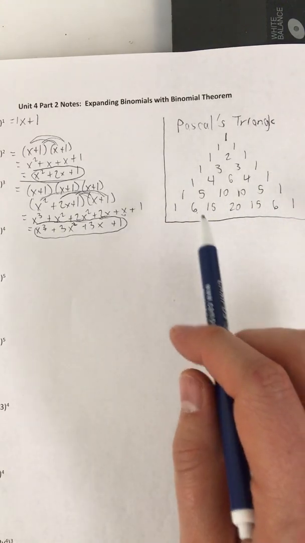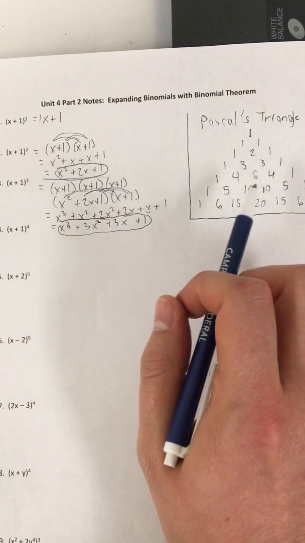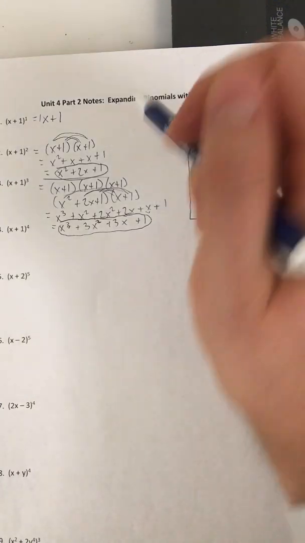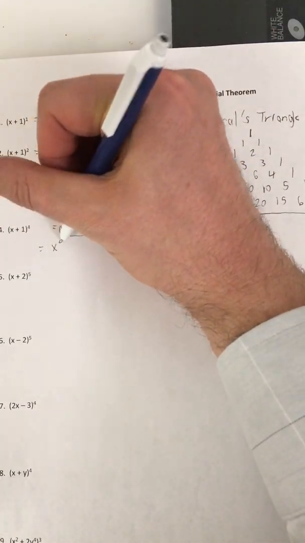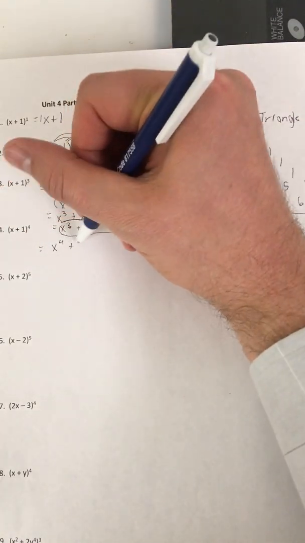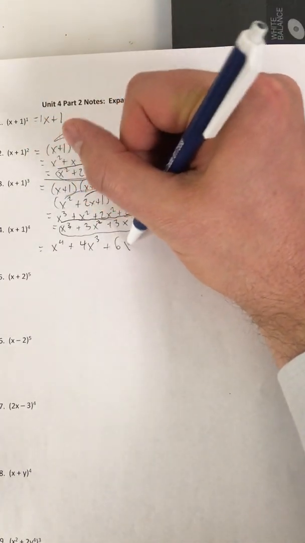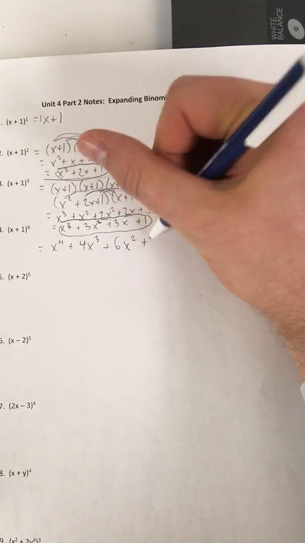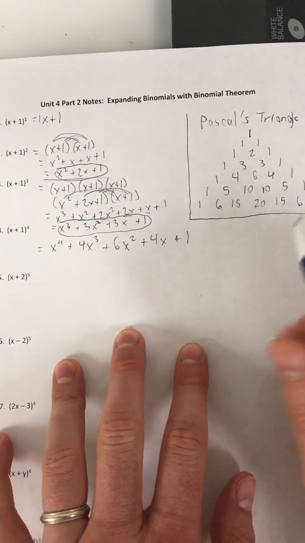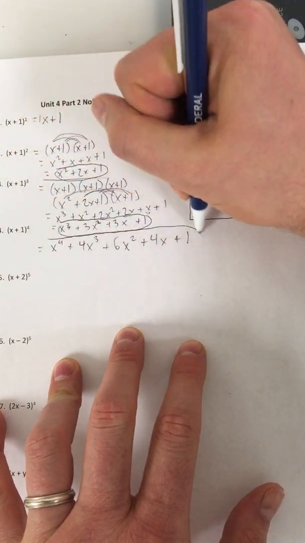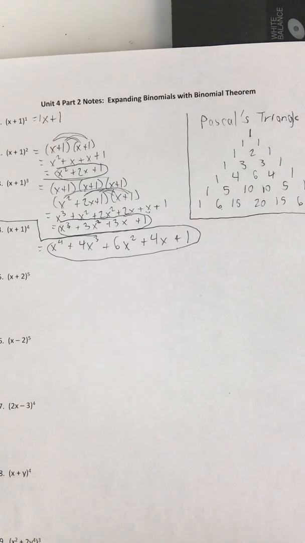So basically looking at that pattern, x plus 1 to the 4th power, just looking at this triangle, what should the answer be? It should be 1x to the 4th, so x to the 4th, plus 4x to the 3rd, plus, and the next number would be 6x squared, plus 4x plus 1. All right, getting that from the triangle. That would be my answer to this problem, x plus 1 to the 4th power.